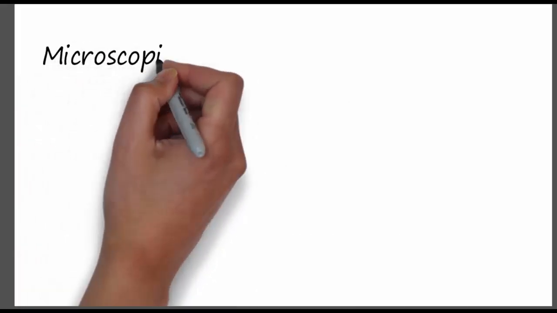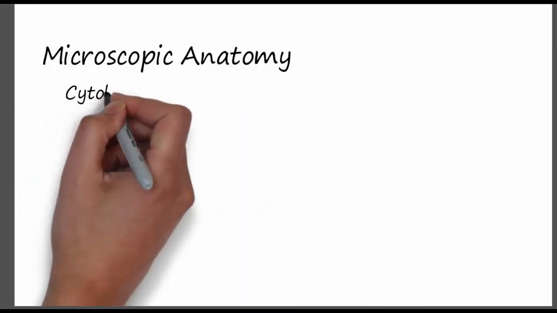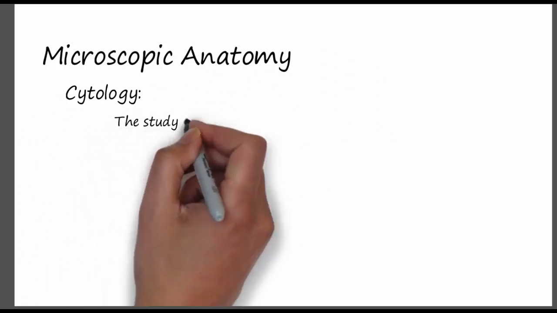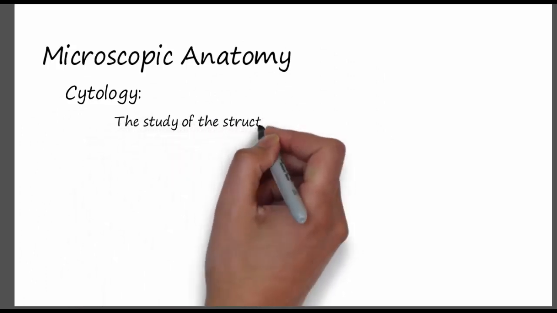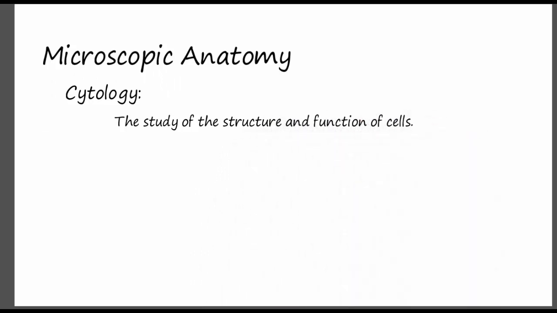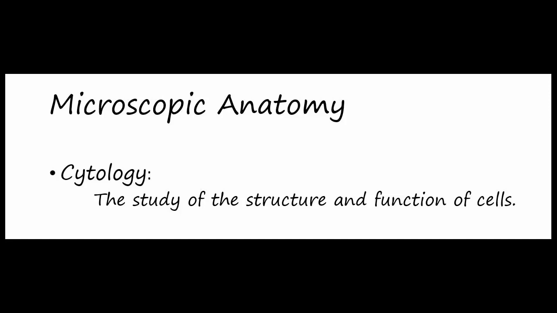Microscopic anatomy is divided into two major classes, cytology and histology. Cytology is a branch of science which deals with cells, more precisely, the structural and functional organization of cells. Cells are the structural and functional unit of life. Cytology is also known as cell biology.